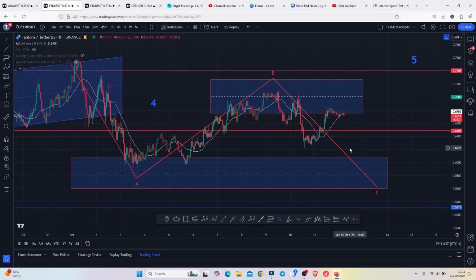So that is the price action that I'm expecting Fantom to follow in the next coming hours, in case we manage to break above our key area of resistance between the $0.727 and the $0.6755, and also in case we get rejected.